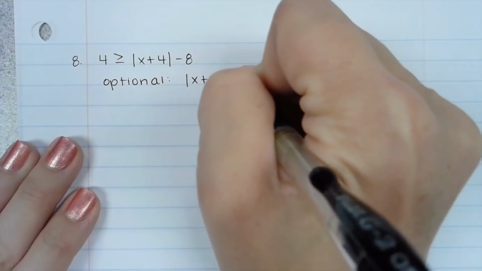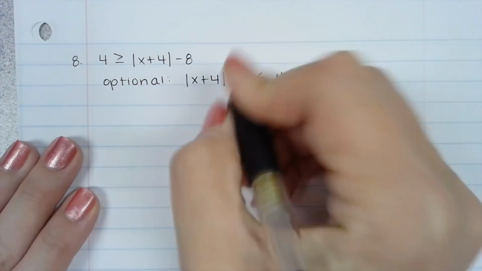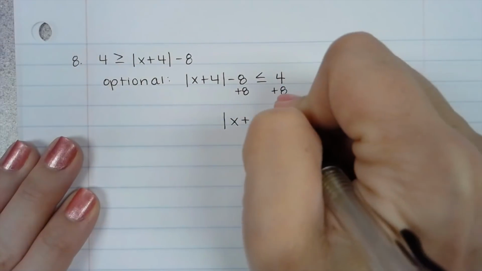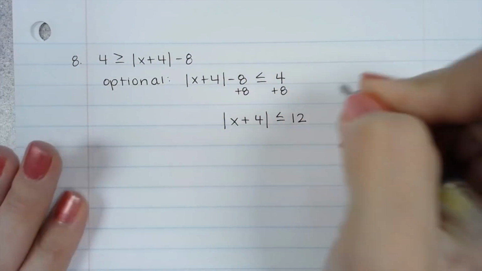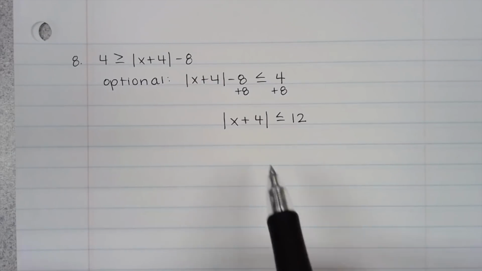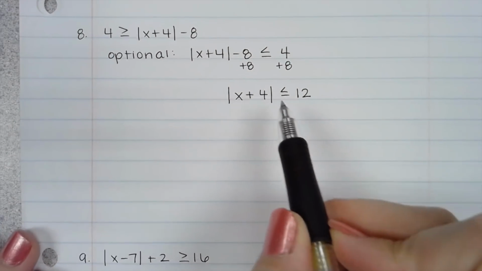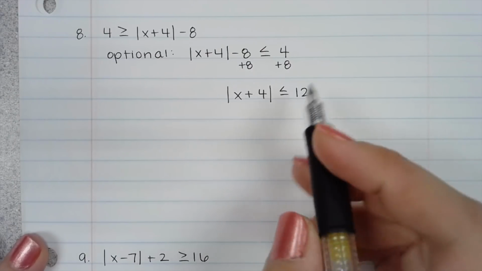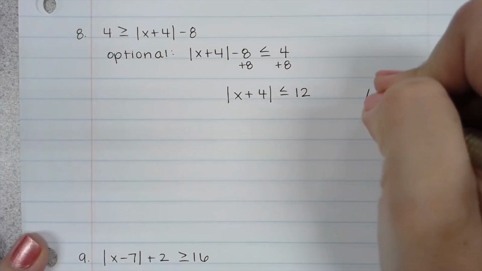But we want to get the bars all by itself before we make that decision. So on this one, I'll add the 8 to both sides because I know I have to get the bars all by themselves before I can do the problem. So the absolute value of x plus 4 is less than or equal to 12. So a couple of things. This means that the absolute value has to be within a range of numbers. So it has to be inside of some constraints. That's how I know that this is going to be an and problem.